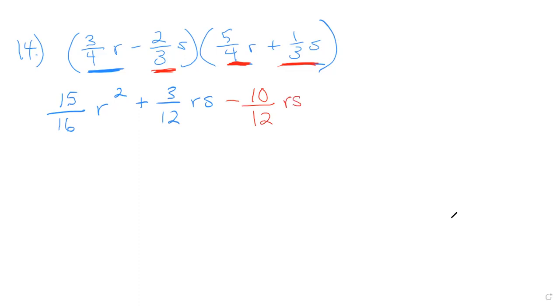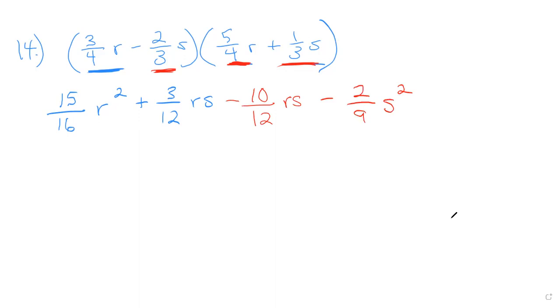And one of the things I want to point out here, it doesn't matter if you put SR or RS. Multiplication is commutative, so it all does the same thing. So I've got negative 10/12 RS, and then negative 2/3 S times 1/3 S is going to give me a negative 2/9 S squared.